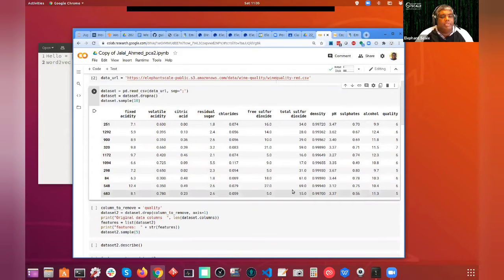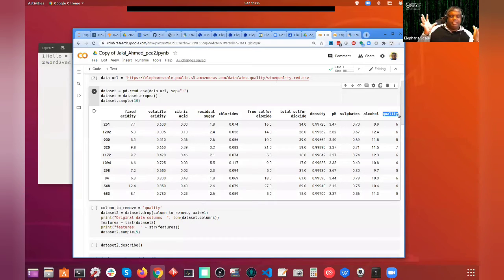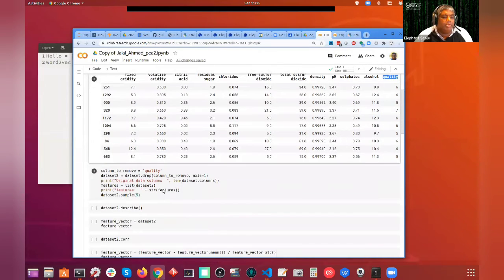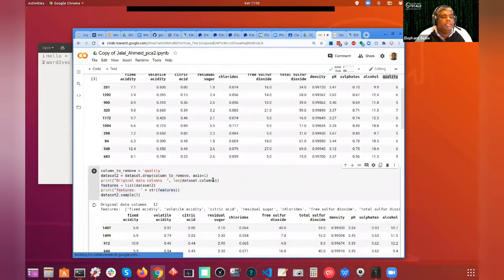All right. So the idea is we're trying to figure out the quality. Let's say you're at a wine tasting school or club, and you're trying to assign a score to your wines. The thing is, when you do PCA, that doesn't matter, because PCA just looks at the entire data, and the whole thing is going to distill down to fewer dimensions. So we are dropping quality.